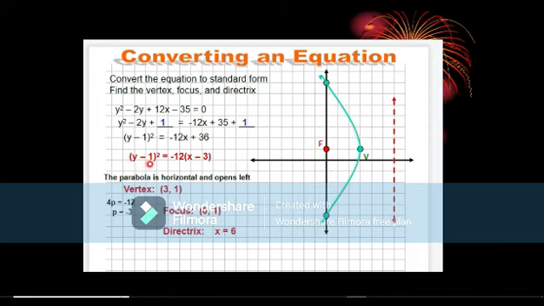Copy (y - 1)². The greatest common monomial factor between -12x and 36 is -12. Then -12x divided by -12 is x, and 36 divided by -12 is -3. So the parabola is horizontal and opens left because this is negative 12. The vertex is (3, 1). And 4p is equal to -12. Therefore, p is equal to -3. The focus is (0, 1). The directrix is x = 6. So this is now the graph.